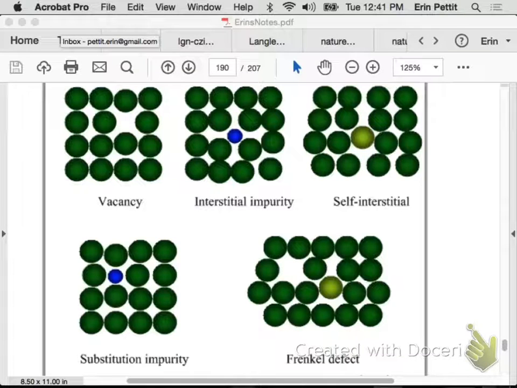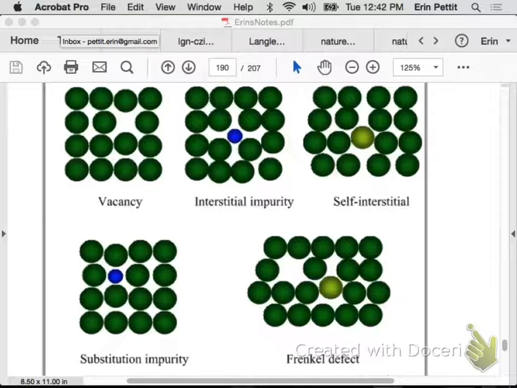There's a few different types of defects. A point defect is just where one atom is out of place for some reason, and there are some subtle differences. A self-interstitial is when you've got one atom of the same stuff, but it's just out of place. This is an impurity, so this is an atom of something different. This one is just missing.